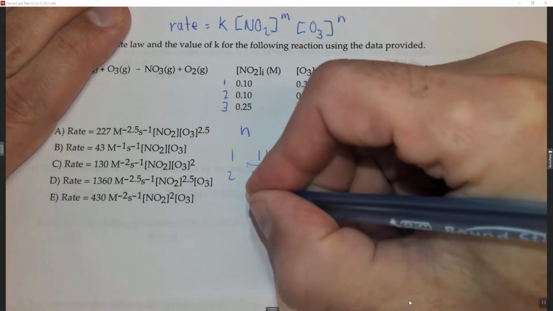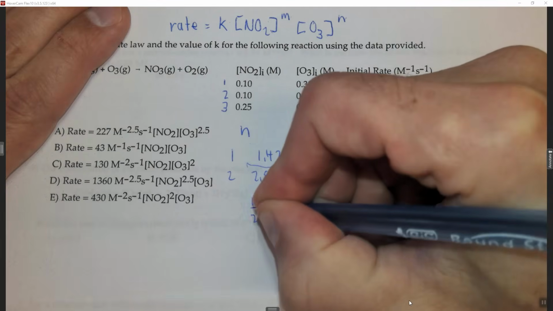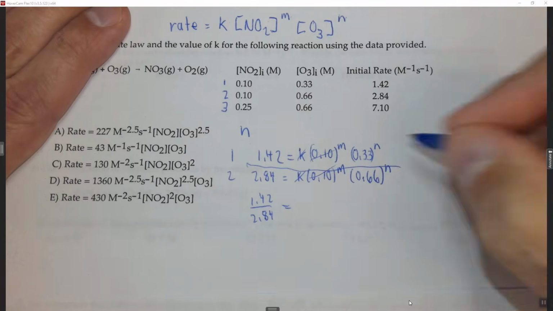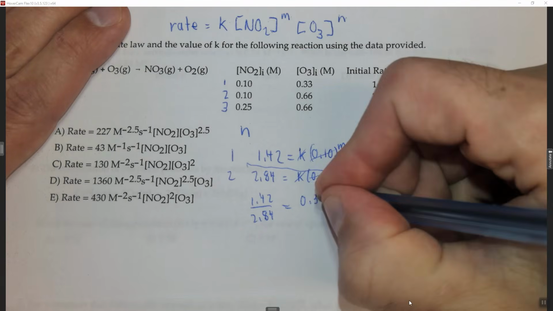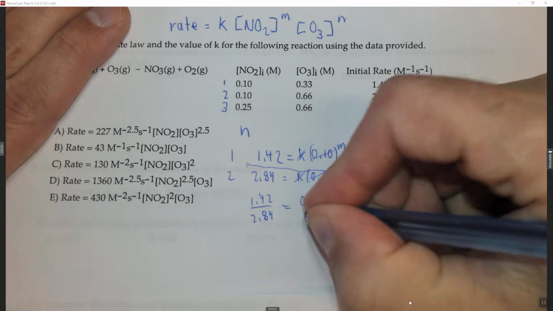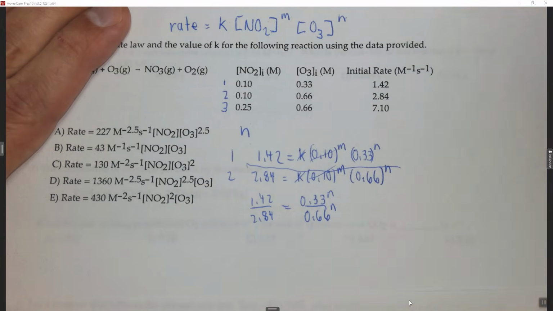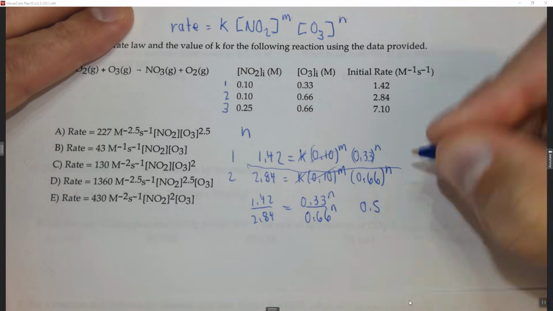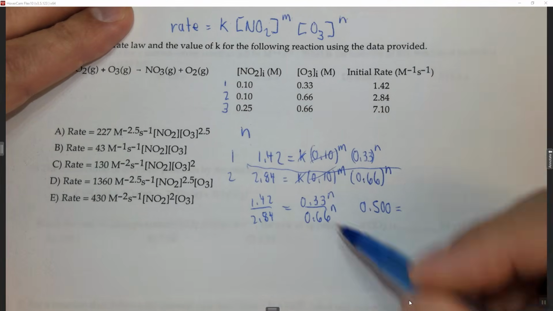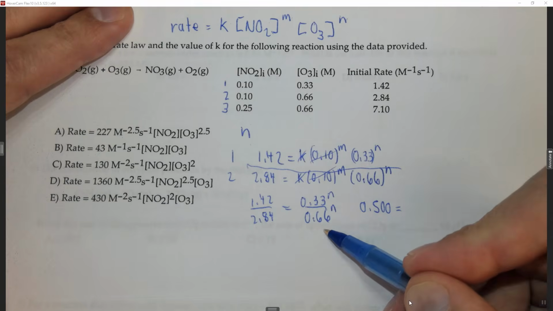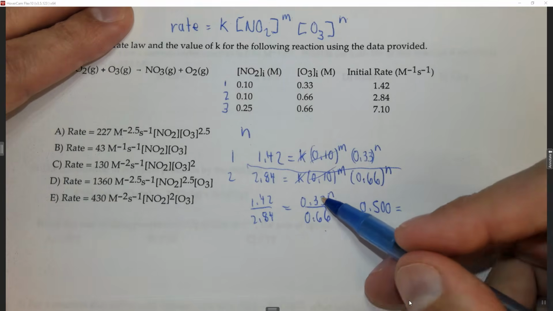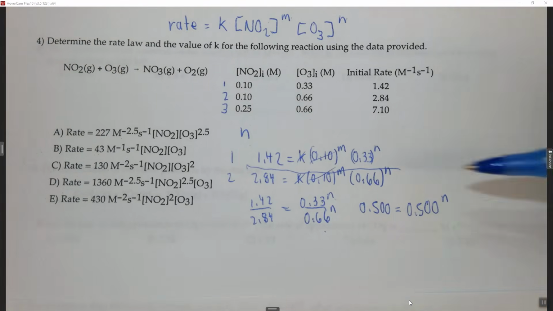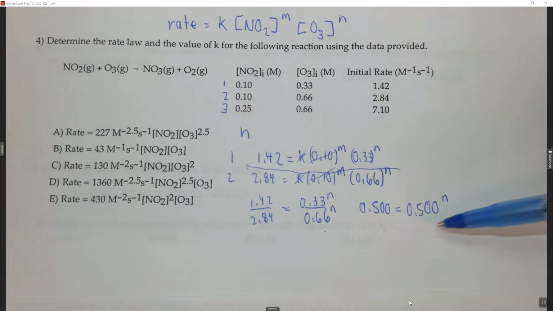So what do you get? Well, you get 1.42 over 2.84 equals k cancels, 0.1 to the m cancels, and we get 0.33 to the n over 0.66 to the n. Simplify, so just actually do this, which is exactly half, 0.500 equals, you can simplify this as well. This divided by this, all to the n power, which in this case, it's exactly half. So 0.500 to the n. Again, these are made up numbers, so they come out perfectly.